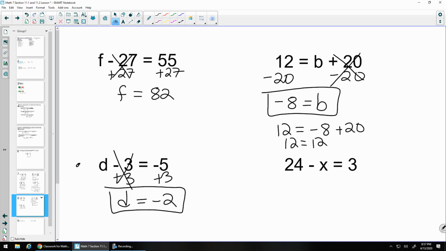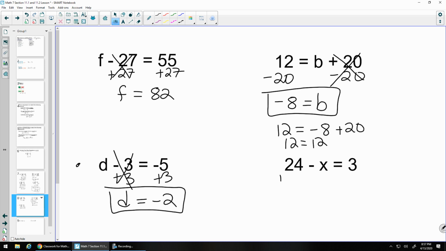Last one here, 24 minus x is equal to 3. This one's a weird one, so it's a little bit tricky. I decided to be a little bit tricky here. So if I have 24 minus x, that's equal to 3. I need to do the opposite of what is being done to x. Now it's important to remember that 24 here, it's not x minus 24.